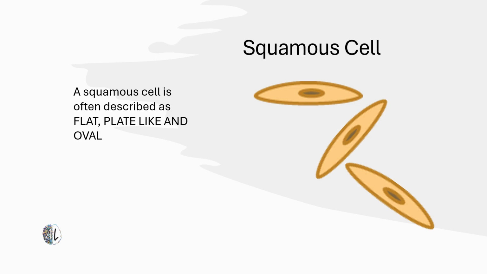However, the first one we're going to take a look at is squamous. Squamous refers to being flat, plate-like, very short, and very oval in shape. So if you see this very short, not tall cell, and it's a nice true oval, you're probably looking at a squamous cell.